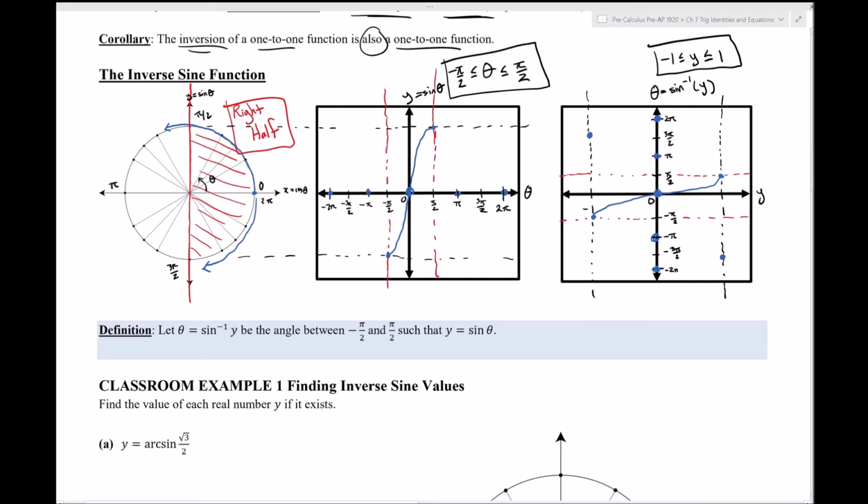So that's the major thing that we're trying to learn in this particular section: what the ranges are for inverse sine, inverse cosine, and inverse tangent. And once we learn what those are, it gets a little easier for us to solve more complicated equations. Okay, so we'll continue on.